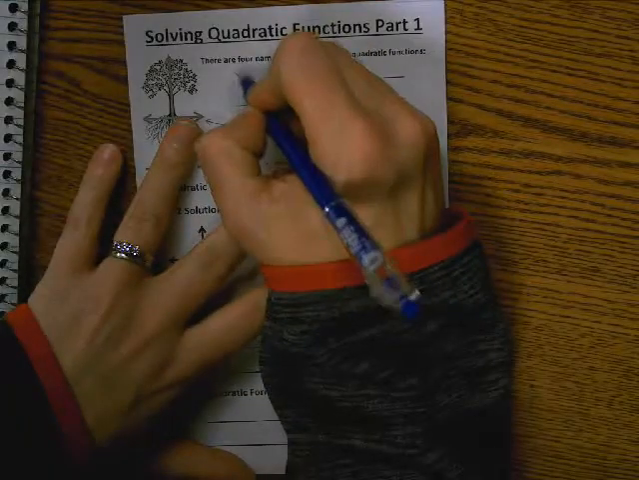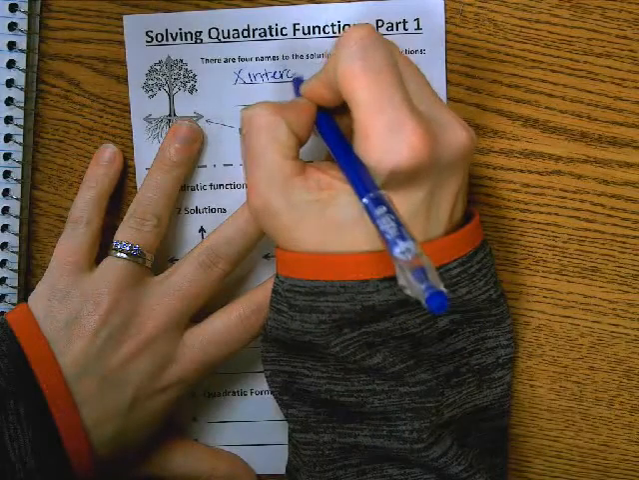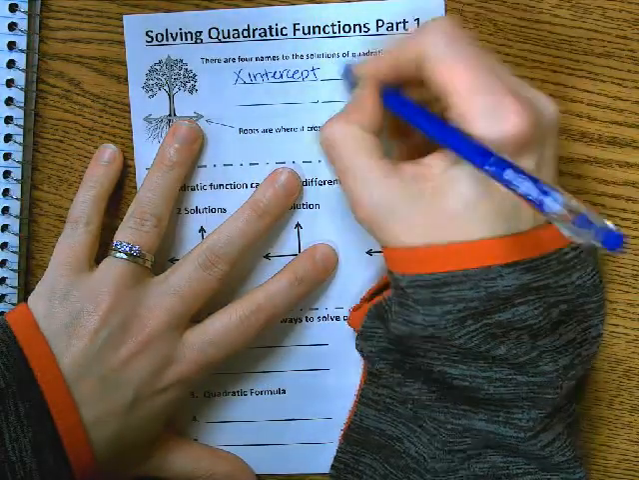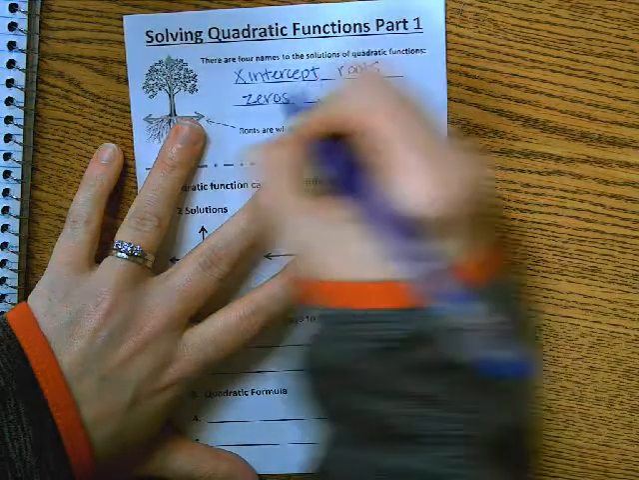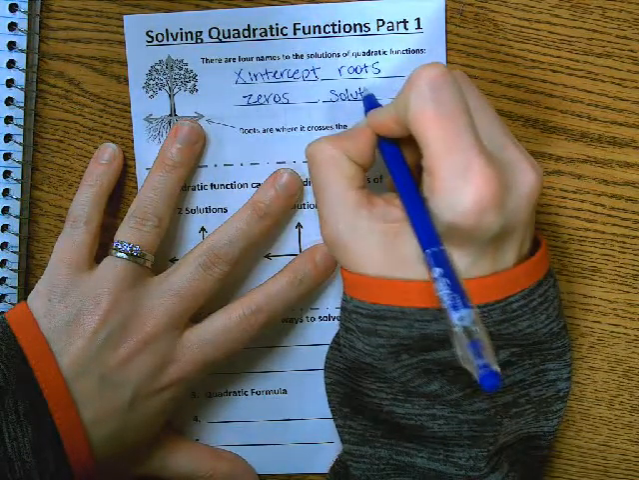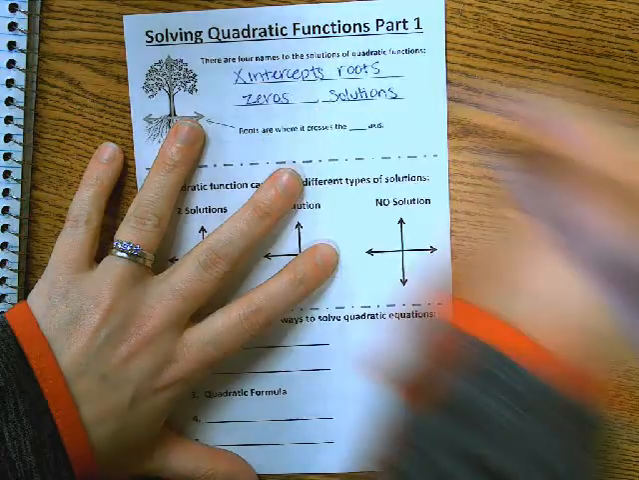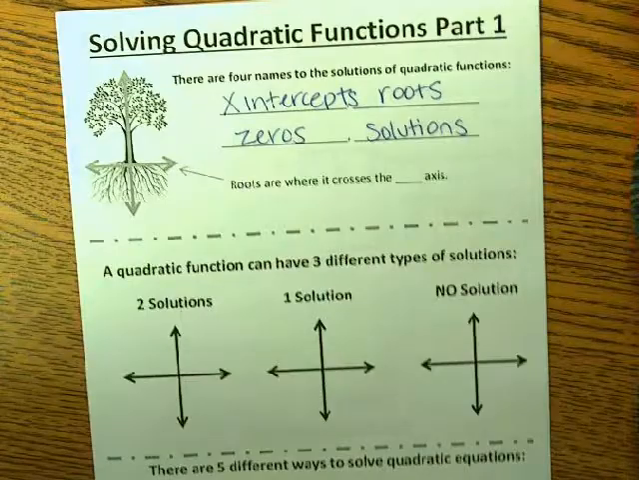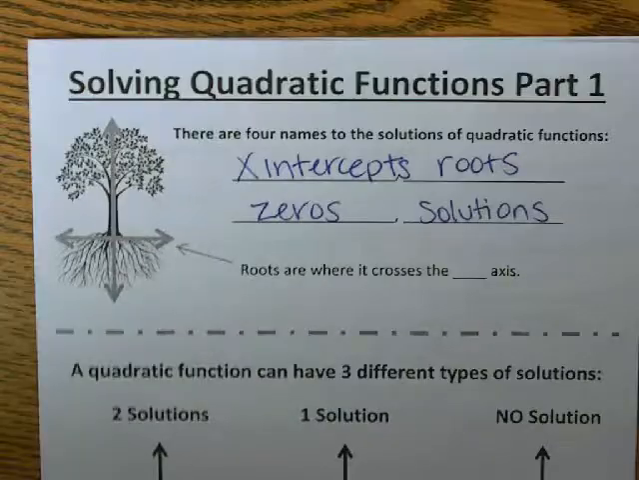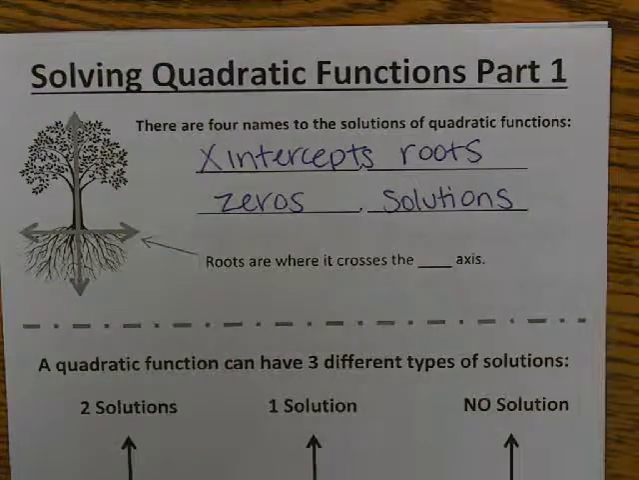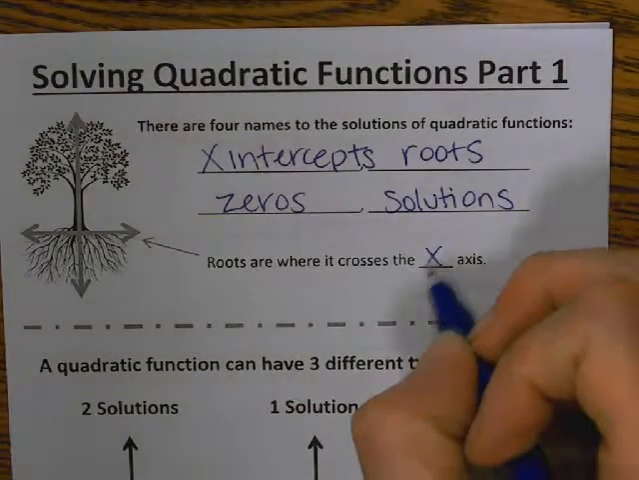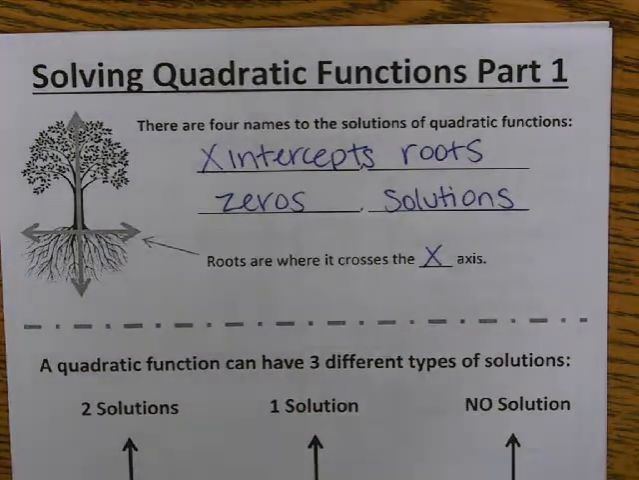So it's x-intercept, roots, zeros, and solutions. Maybe x-intercept should have an S since everything else has an S, okay? And so essentially what this means is that you're just going to try to find where it crosses the x-axis.